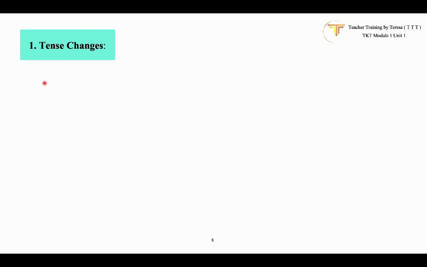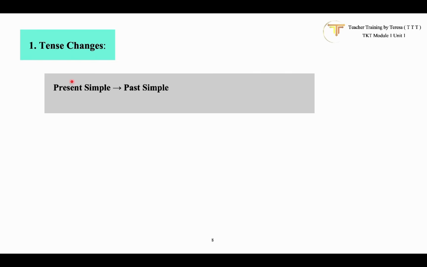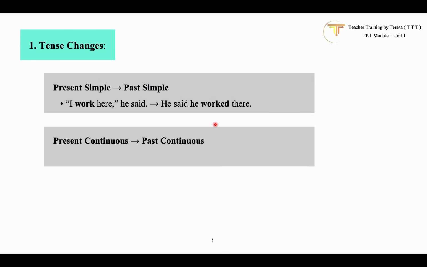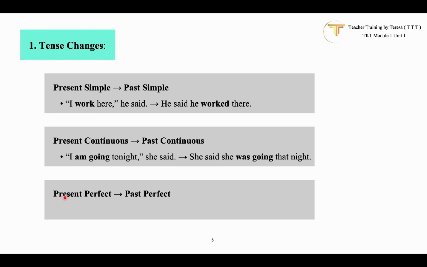1. Tense changes. Present simple to past simple. "I work here," he said. He said he worked there. Present continuous to past continuous. "I am going tonight," she said. She said she was going that night. Present perfect to past perfect. "We have finished," they said. They said they had finished.